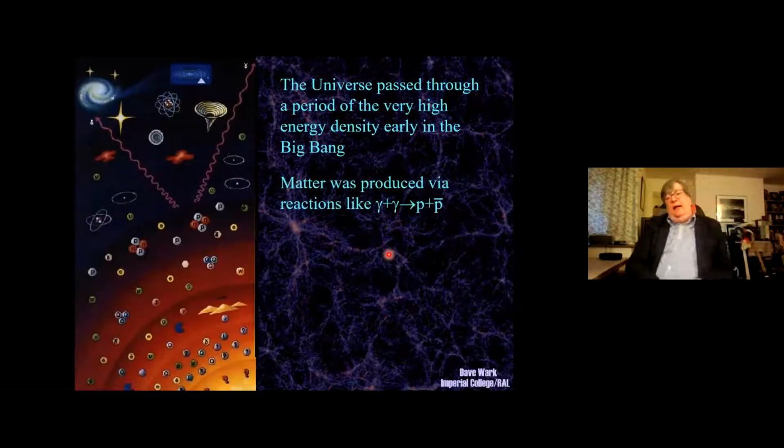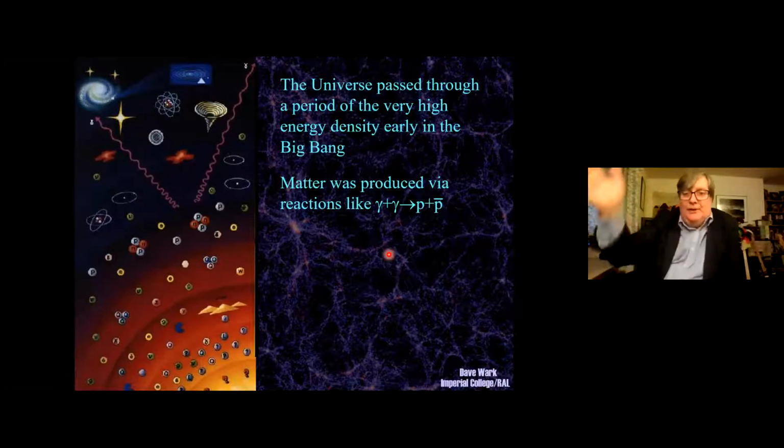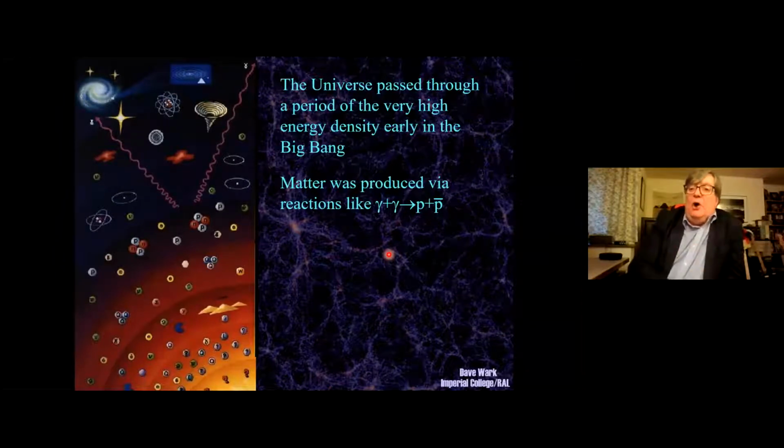And as the universe began to cool, matter was produced via reactions like two gammas go to proton, antiproton, and a gazillion others I could write down. But the key thing is that in the standard model of particle physics, all of those reactions almost conserve the amount of matter and antimatter. As you know, there is CP violation in the standard model, but it's very small and it's nowhere near big enough to produce the matter and antimatter we see in the universe today.